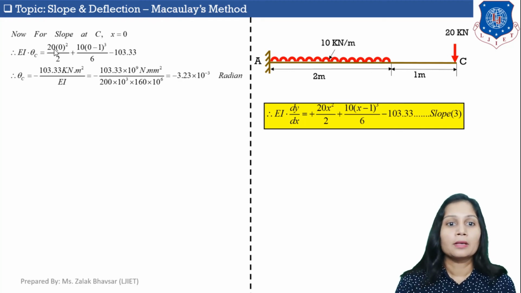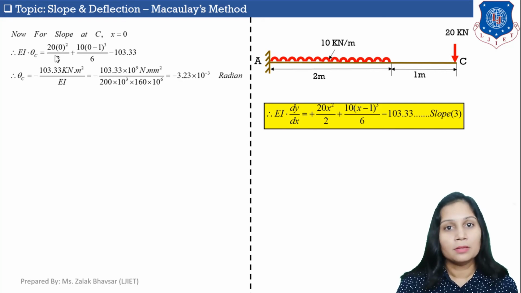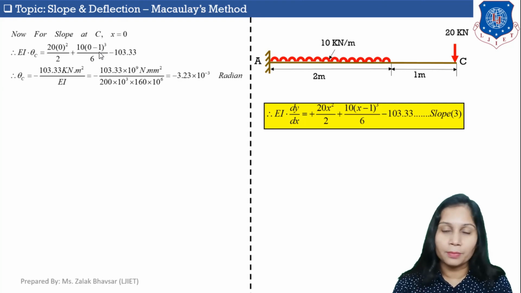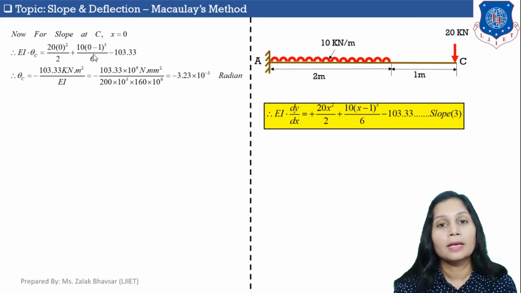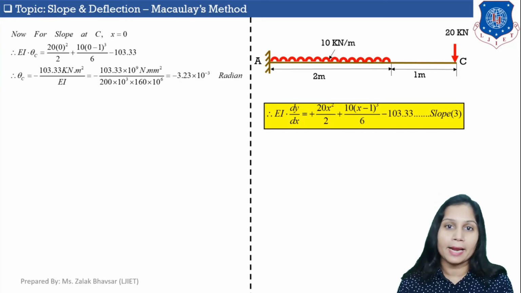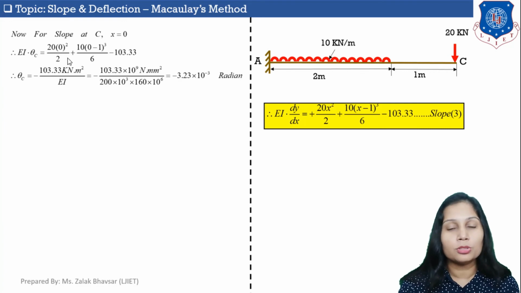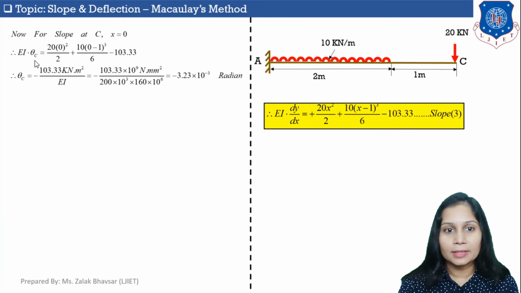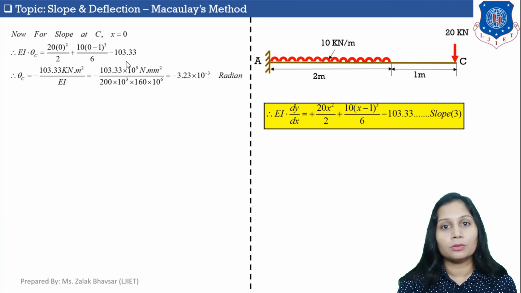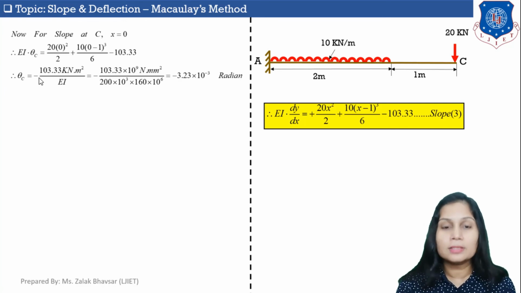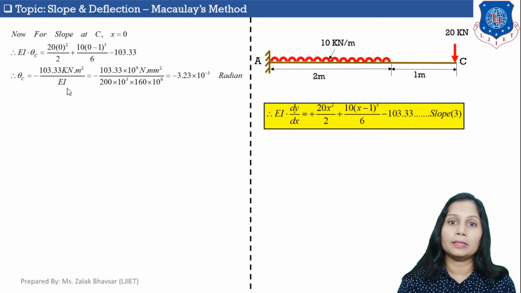So here this term will be 0, plus 0 minus 1 is minus 1. As per our assumption, if the term (x minus 1) is less than 0, then we will neglect it. So this term will also be neglected. So we will get EI theta C is equal to minus 103.33. So we can say that theta C is equal to minus 103.33 kilonewton into meter square upon EI.